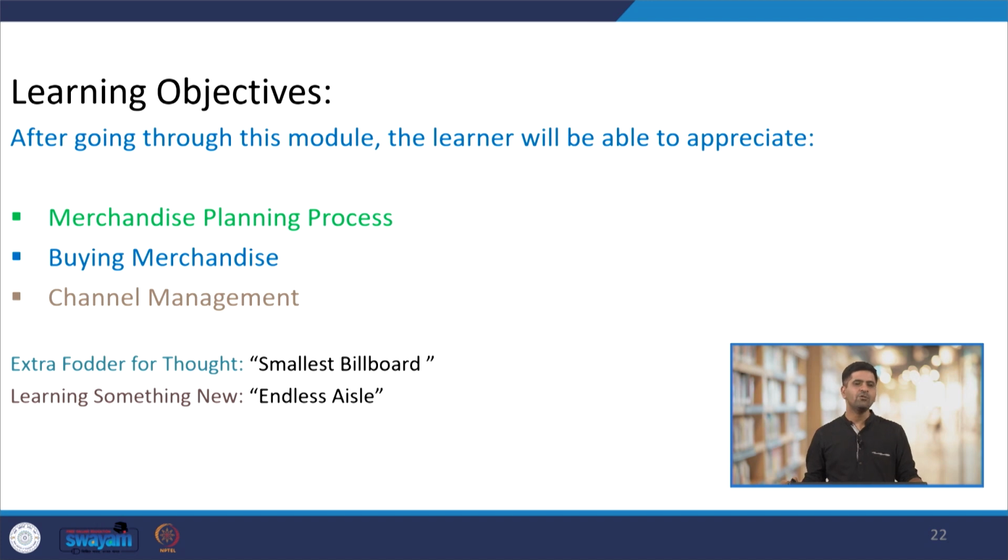In this module we will be winding up the last stage of the merchandise planning process. We will also be looking at the facets of buying merchandise, then eventually we will close this session with channel management, and we will get to the exciting elements, which is extra fodder for thought. We will be looking at the smallest billboard. You can think of any size, but in this context you will be surprised to see how much smaller it can get. Another thing we will learn is the concept of an endless aisle and the benefits and challenges that it brings for retailers.